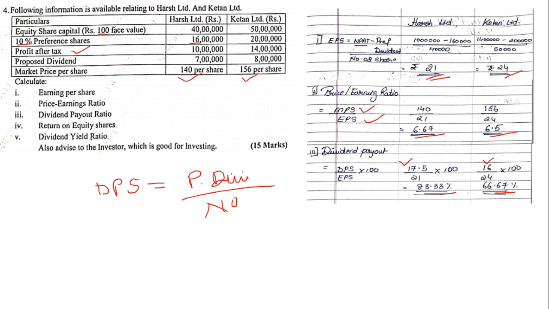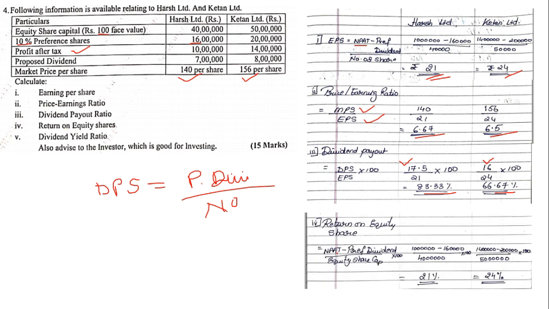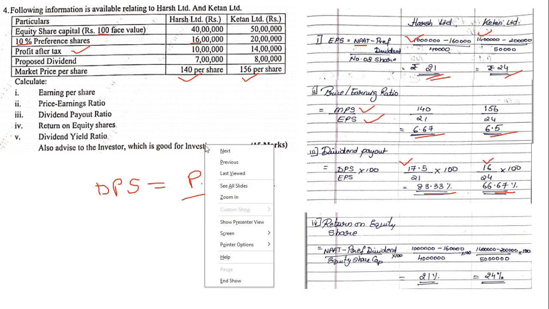Next is return on equity share. The formula is net profit after tax minus preference dividend upon equity share capital into 100. So the numerators we had already got. It was 10 lakh minus 1 lakh 60 divided by 40 lakhs into 100, and then 14 lakhs minus 2 lakhs upon 50 lakhs into 100. So we got the values as 21% and 24%.